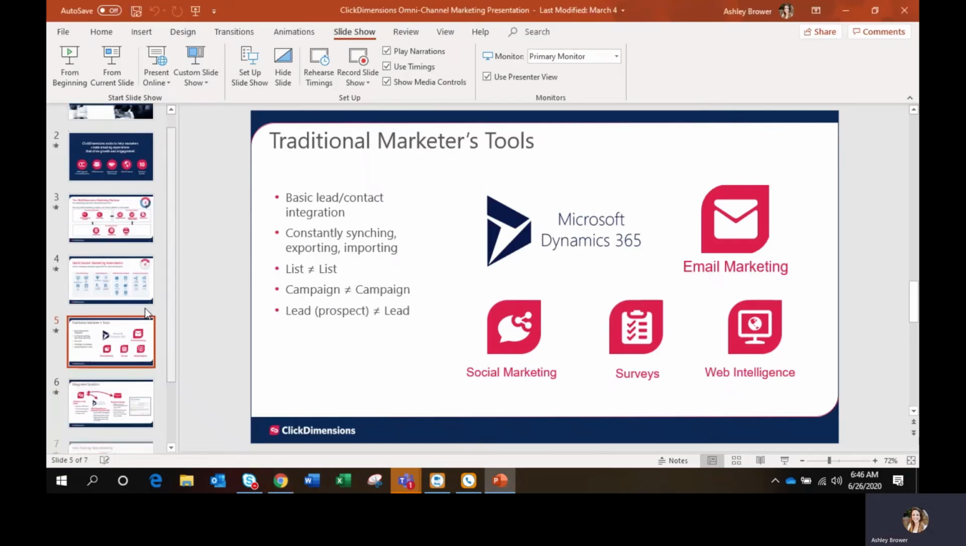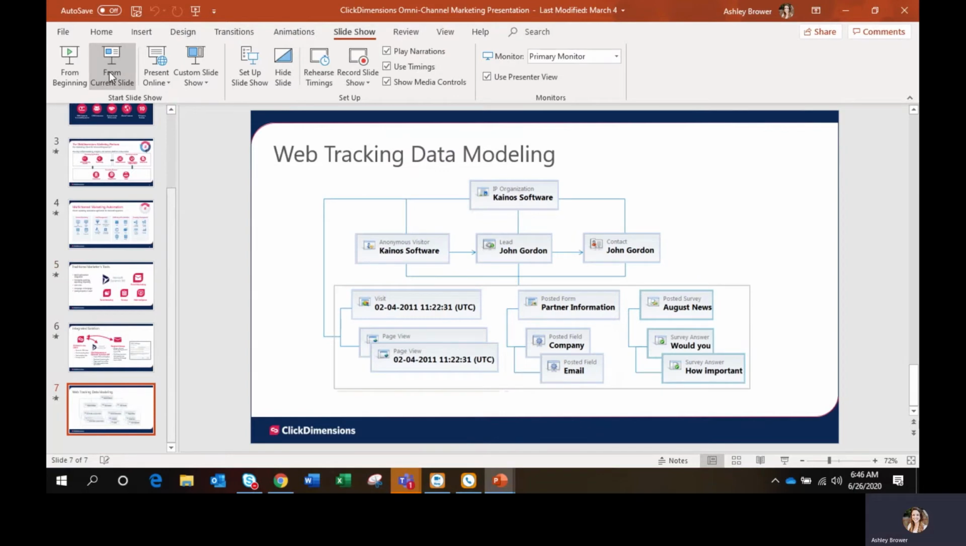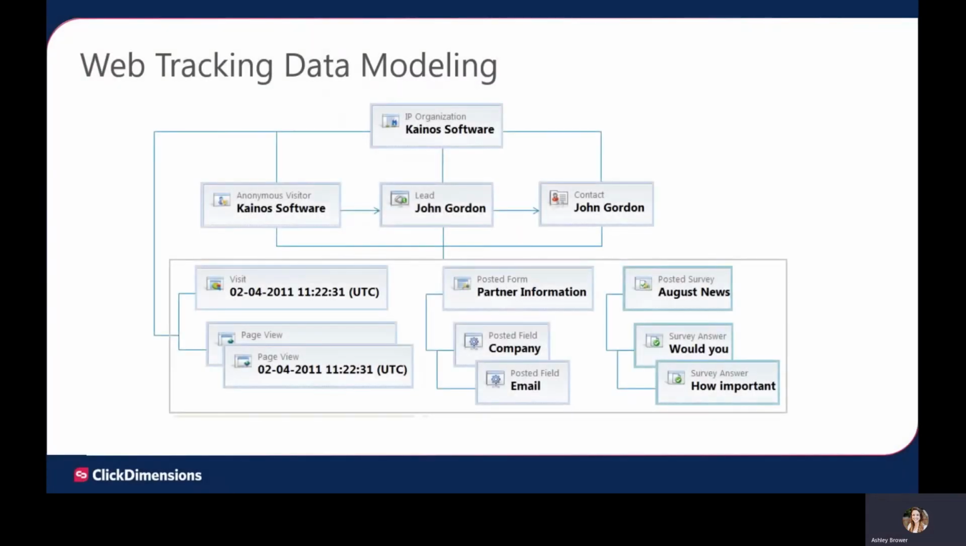So I'm going to jump into PowerPoint for one quick slide so I can talk about web tracking. ClickDimensions has a tracking script that you can place on the footer of your website. So when someone comes to your website, ClickDimensions is going to query your CRM system and see if they are a known visitor in Dynamics. If they are, great. We're just going to associate that visit history to their lead or contact record in CRM.